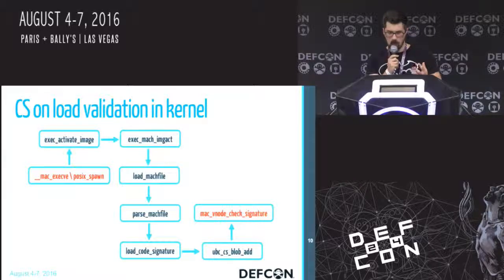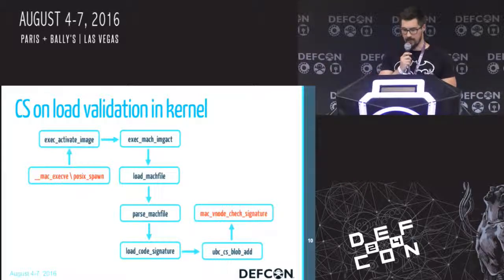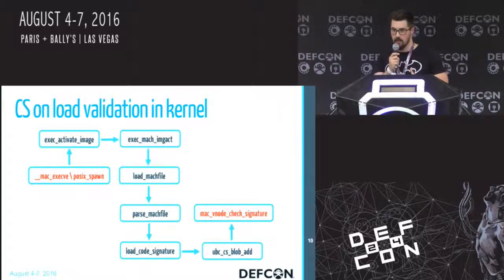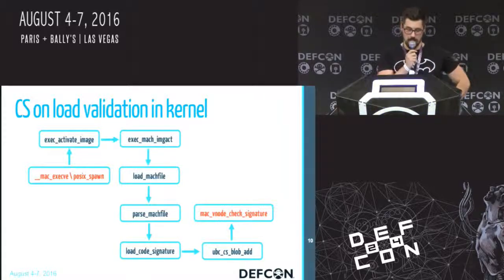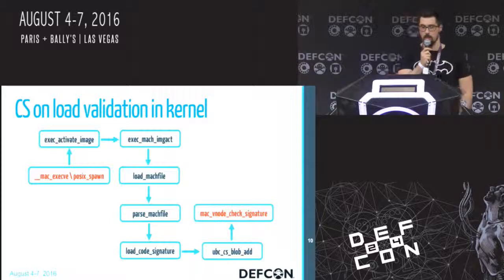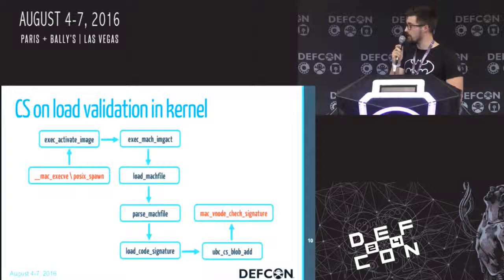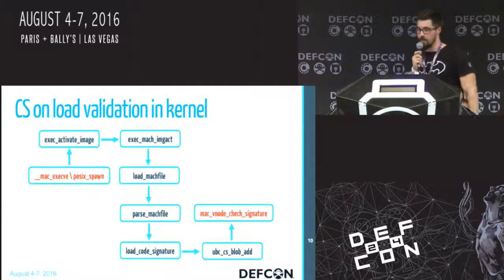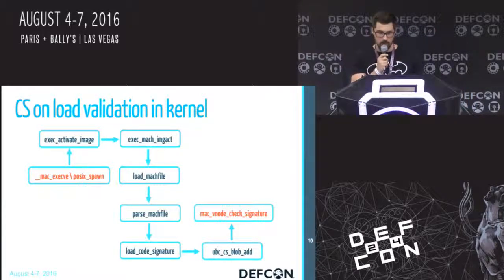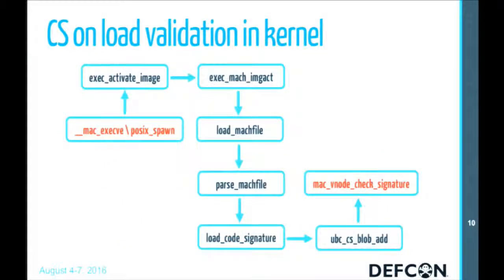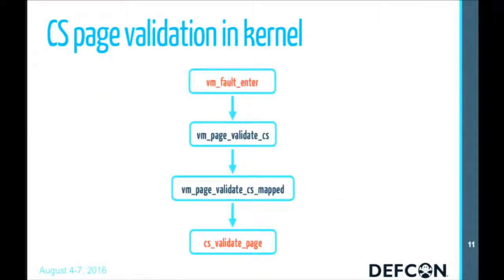So the embedded signature got copied to kernel space, and the entire CD hash got verified. No individual page is checked yet. We spawn a new process with mac exec v or POSIX spawn, and exec activate image gets called in the kernel. It iterates through all the image activators called exec match image act, which handle Mach-O files and call load Mach-O file, parse Mach-O file, load code signature, UBC CS blob add, and finally it calls the mac vnode check signature MFI hook.